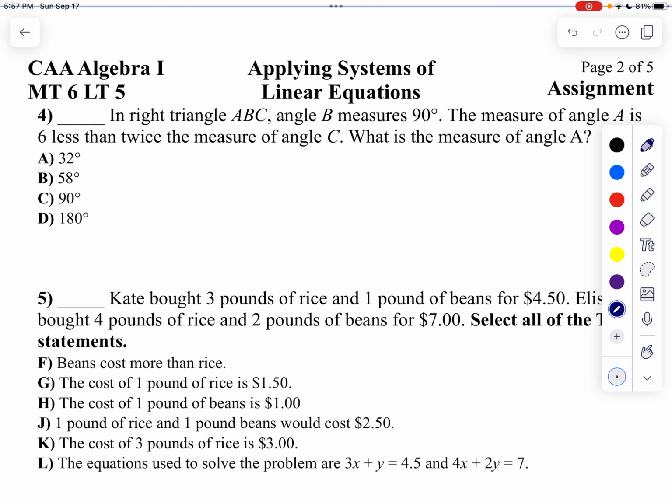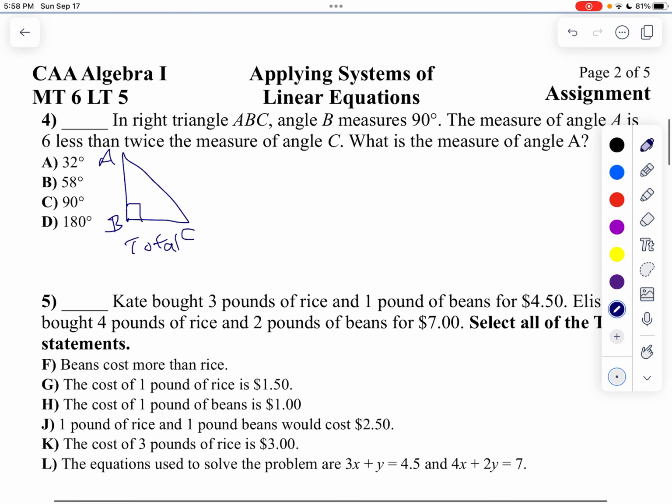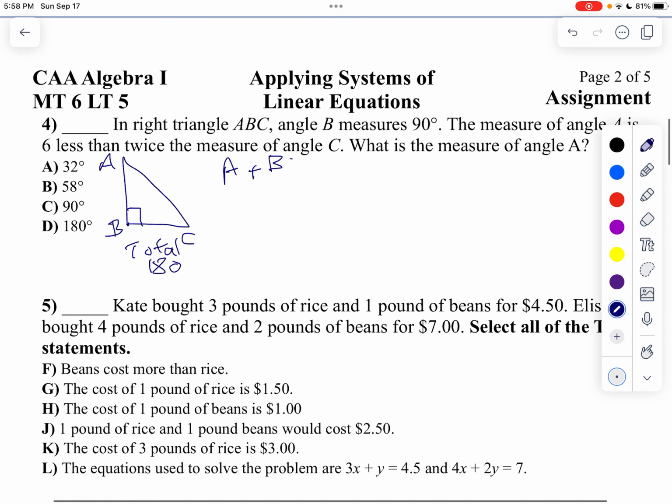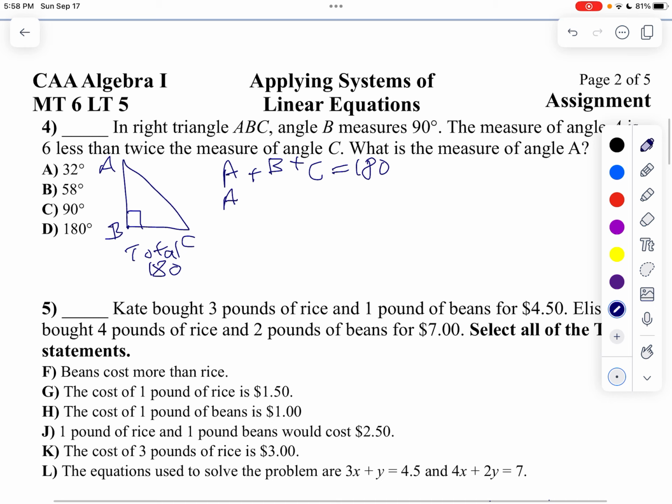On page 2 of your assignment, taking a look at question number 4, we've got this right triangle, ABC, and we're told angle B is 90 degrees. One equation, we should know the total angles of any triangle is 180 degrees. So we know A plus B plus C is 180 degrees. But remember, we know B is 90.